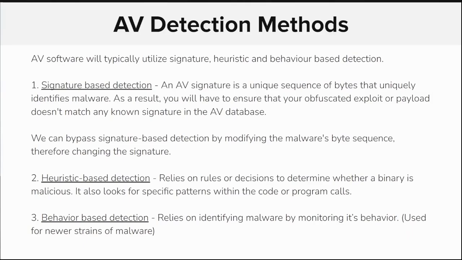We then have behavior-based detection. This relies on identifying malware by monitoring its behavior, and this is typically very effective against new strains of malware. The way behavior-based detection works is that the system takes a look at what a program does when it's executed. Is it taking a look at the Windows registry? Is it doing anything that is considered suspicious? And if so, then it's going to be flagged as malicious, or flagged as dangerous. So these are the antivirus detection methods.